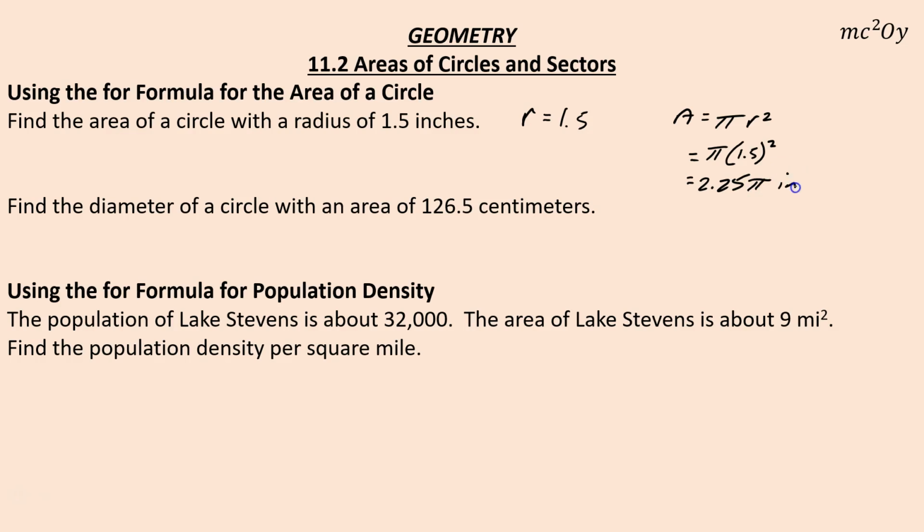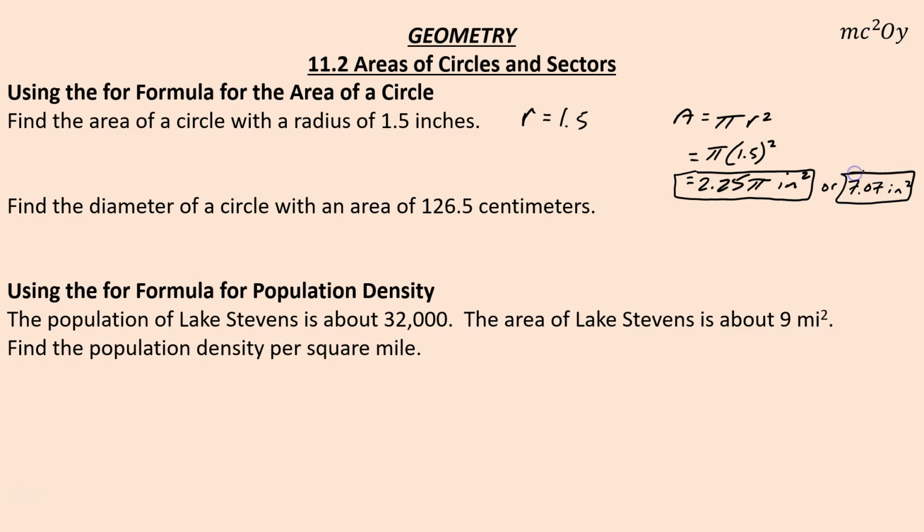Okay, and that's in square inches. Now that's your answer in terms of pi. So if it ever says give your answer in terms of pi, that is it. That's the exact answer. Now if it wants you to round it, say round it to the nearest hundredth, you'd actually have to calculate 2.25 times pi, which would give you 7.07 square inches.